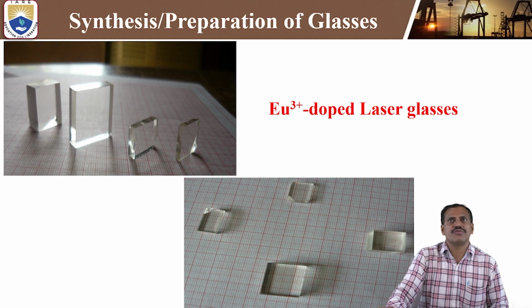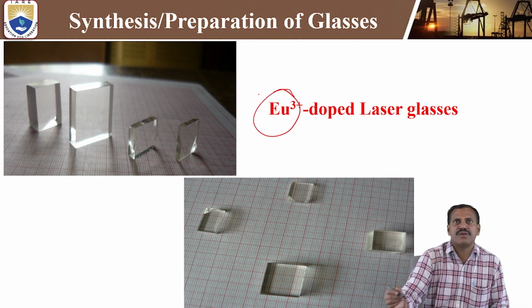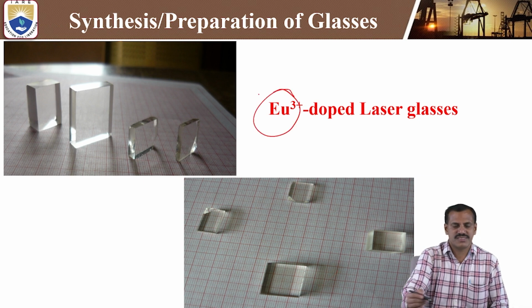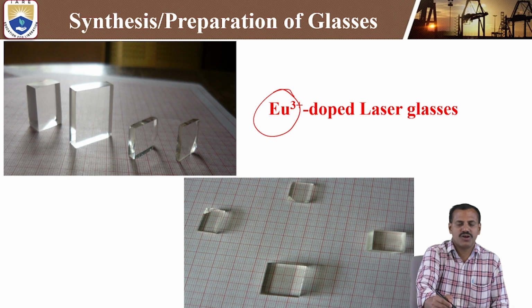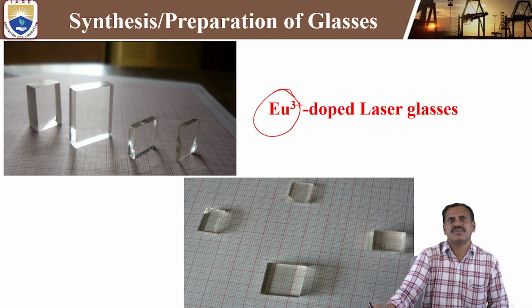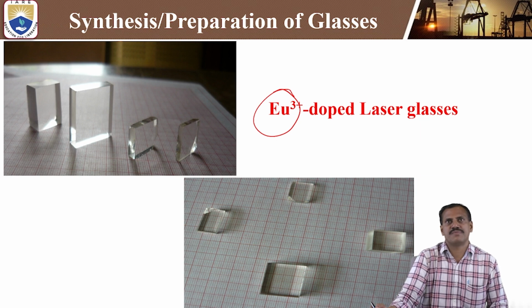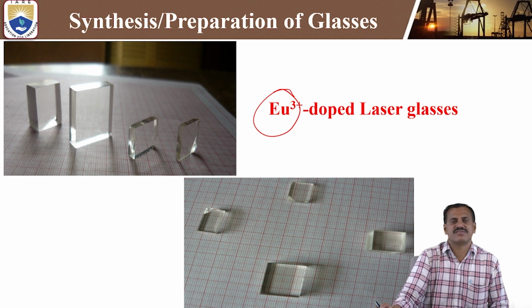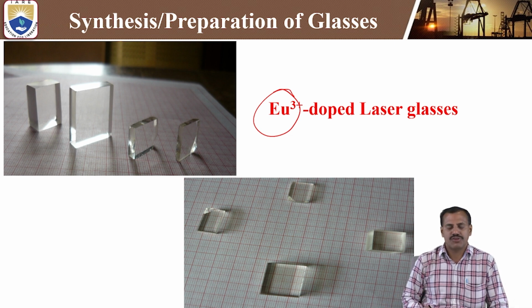Next, these are europium doped laser glasses. The exhibited color will be white only. This is a europium doped laser glass system. These are different size materials, from small to large. We can take 5 grams or 10 grams, up to 100 grams of glass composition. We can prepare bulk glass materials doped with europium 3+. So europium 3+ doped laser glasses exhibit white color.